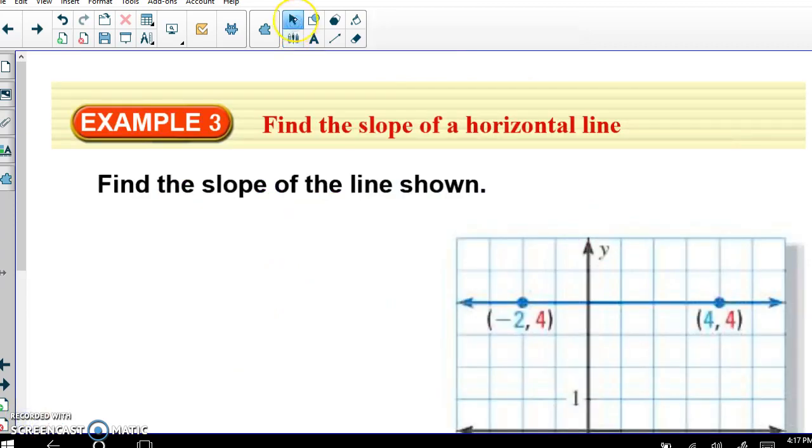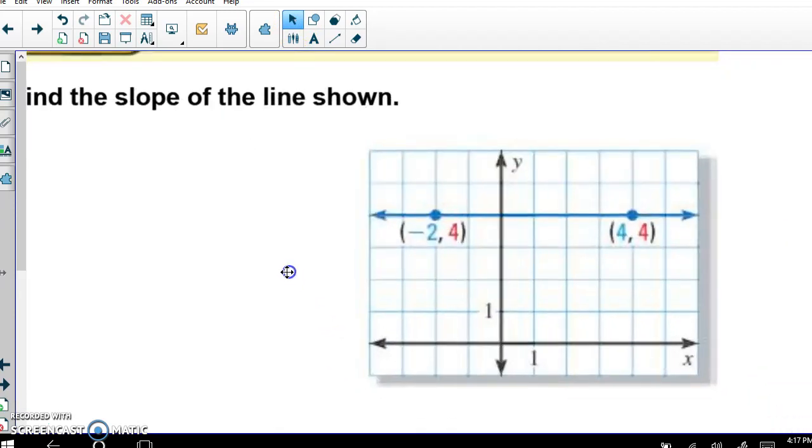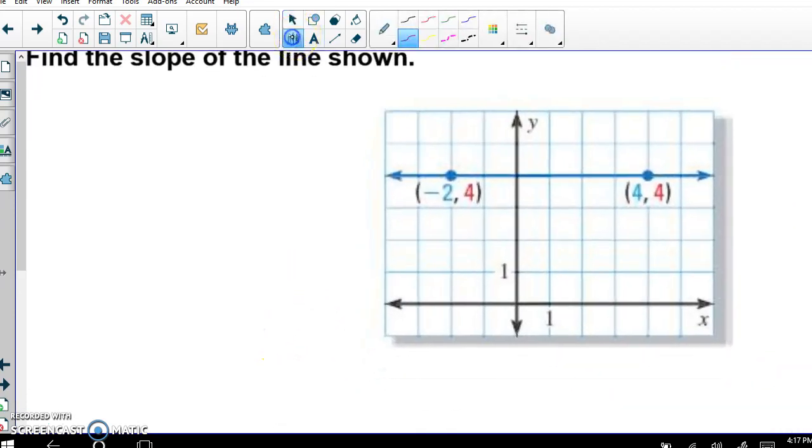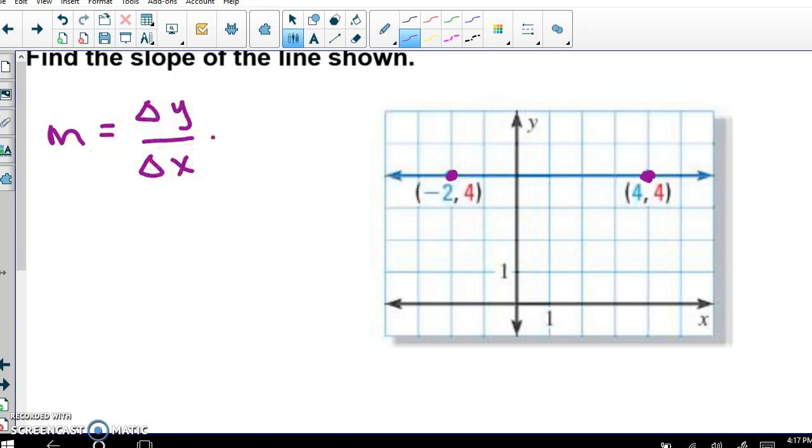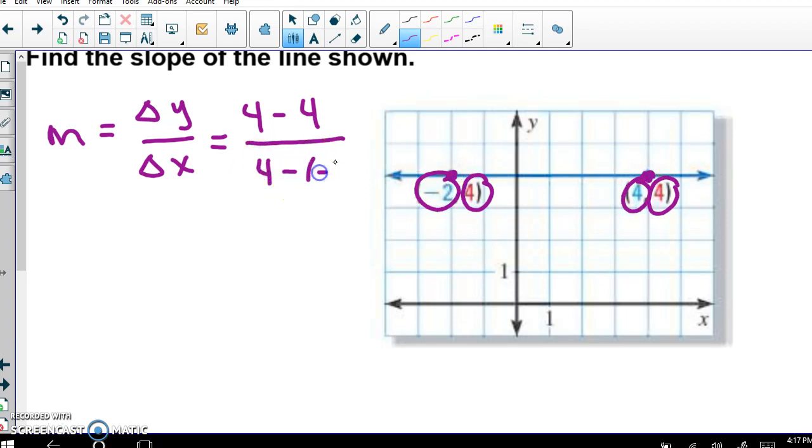Let's contrast that then with the slope of a horizontal line. So on this equation, if we're going to find the slope, we can use 2 points on our line, just as we've been doing. So I'll use the point -2, 4, and the point 4, 4. So to find my slope, it's the change in y over the change in x, and I will take my two y values and subtract 4 minus 4, and in the denominator I'll take my two x values and subtract 4 minus -2.